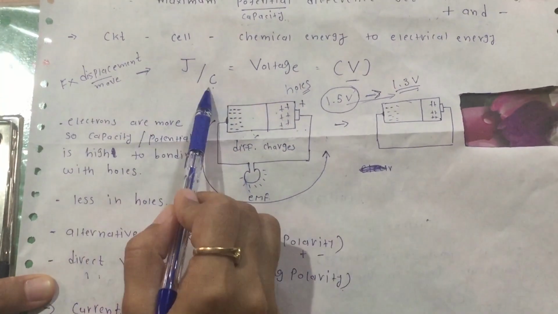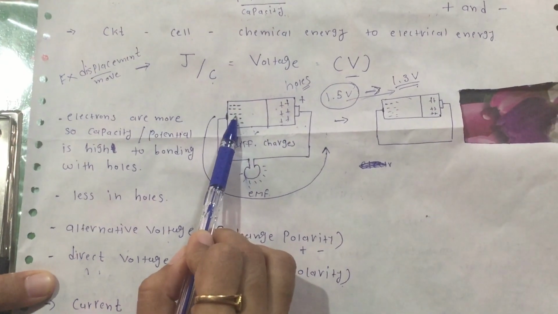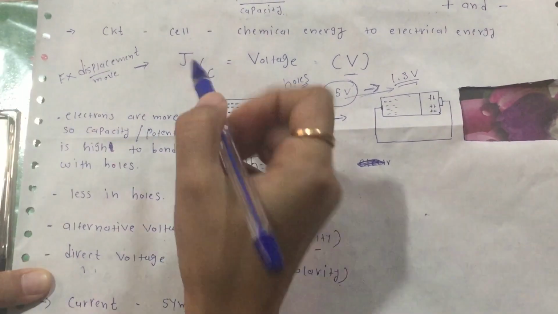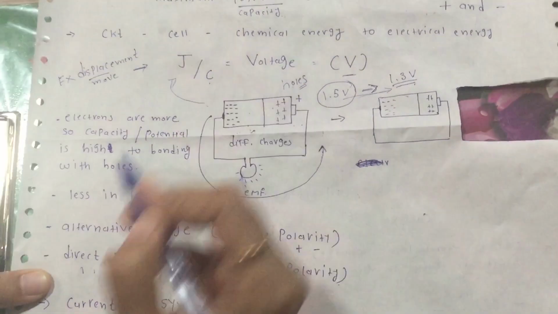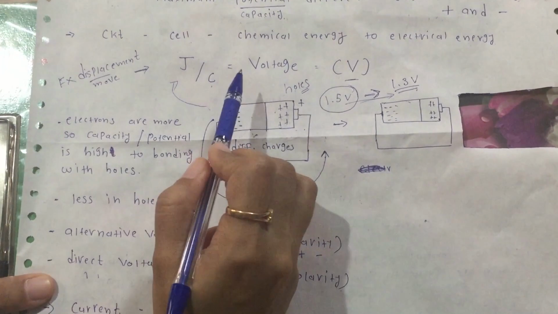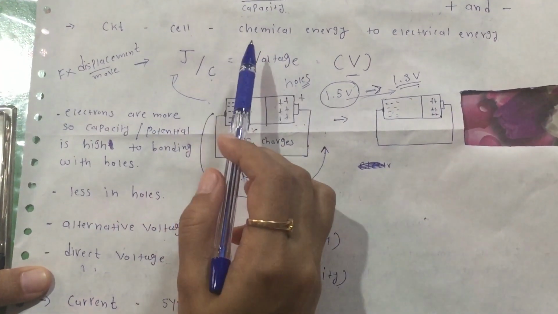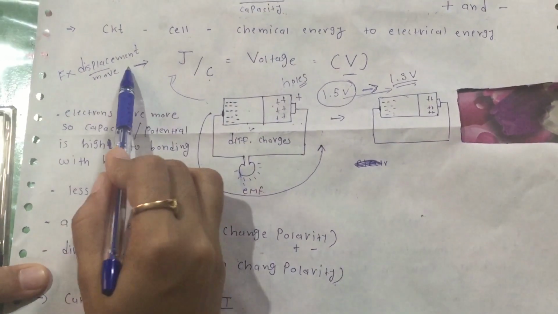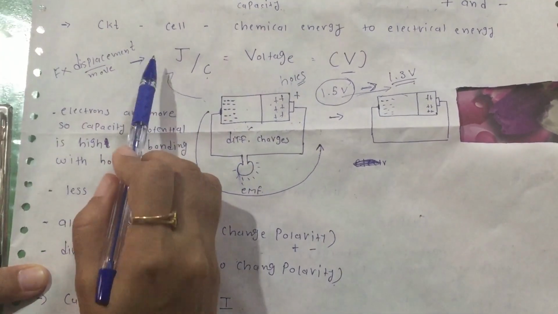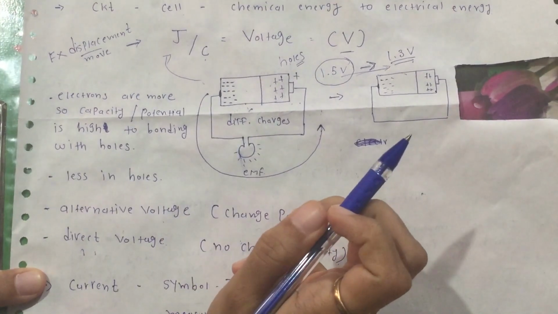It means displacement or movement of negative charges or electrons, which is joule. And joule per coulomb. So it can be defined as the work done by how much charge is displaced, which depends on the EMF.